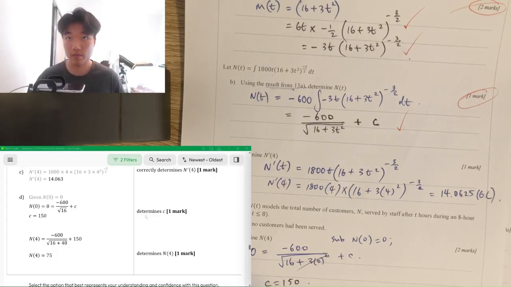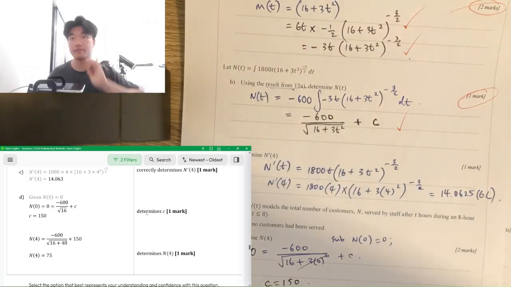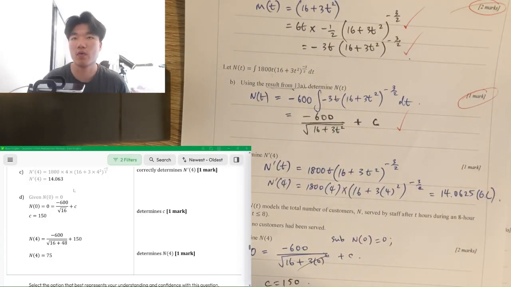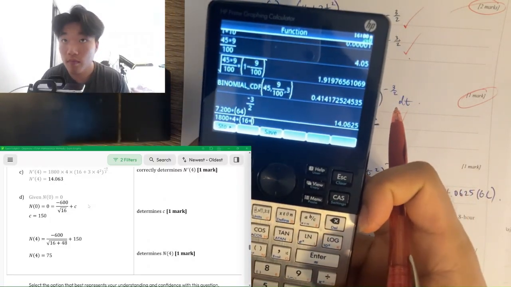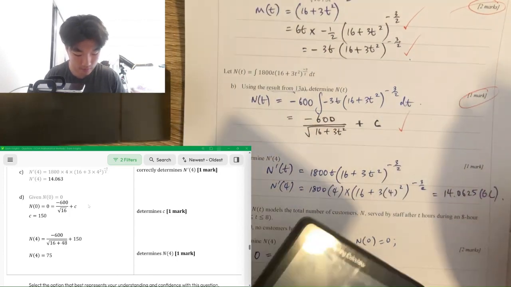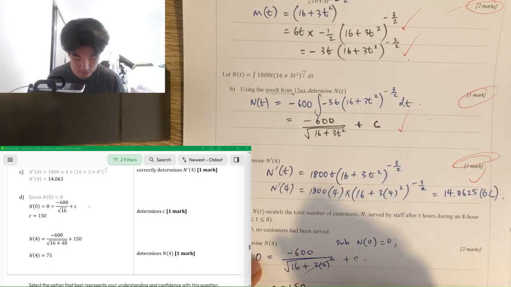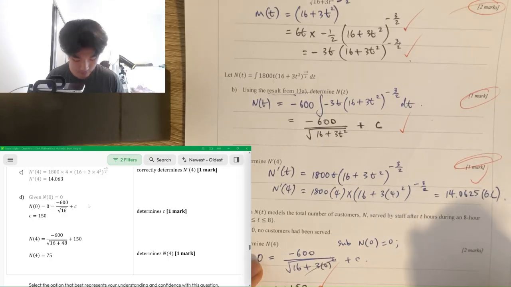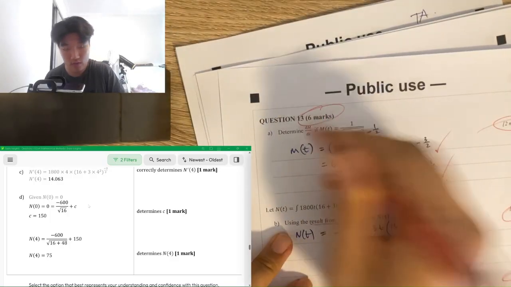Correctly determines that. Apparently it's not the same. Not sure why. It says 14.063. Let me type it in exactly how they typed it. No, I'll get the value I got, so I'll accept that. Probably rounding error. Okay, we let it equal 0. Determine c, 150. Determines n when it's 4. Yep. Box.